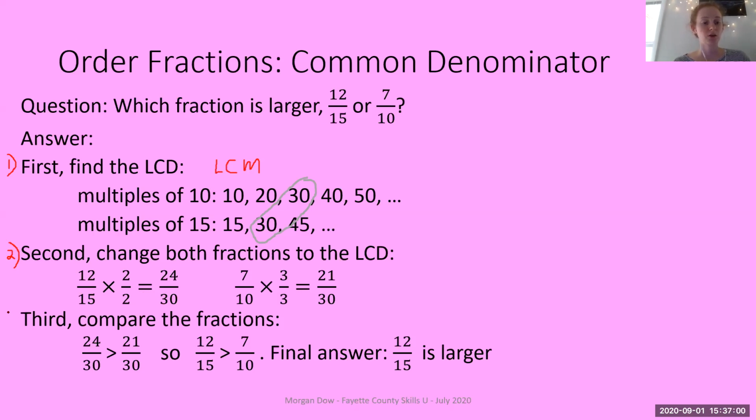And now finally, we are ready to compare our fractions. So we will start by comparing the raised fractions, the ones we just made with the common denominator. So 24/30 is greater than 21/30. And therefore, 12/15 is greater than 7/10. So our final answer, to answer our original question here, is that 12/15 is larger. That's our final answer.